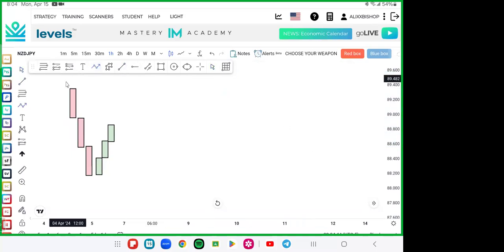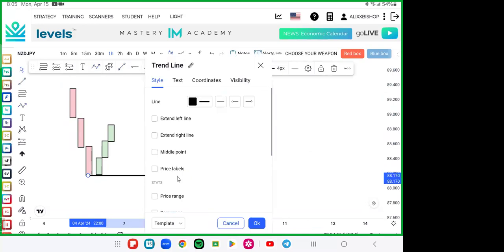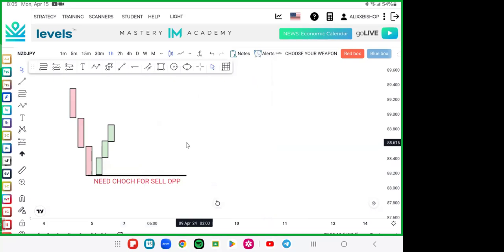As of right now, all I have is lower low and lower high. So in order to get a break of structure to the downside, I actually need to break and close below this low. Guys, when you know that, put a line right here and mark it up. Go ahead and put it in all caps like a boss: need change of character for sell op. Have it all marked up, guys, that way there's no second guessing.